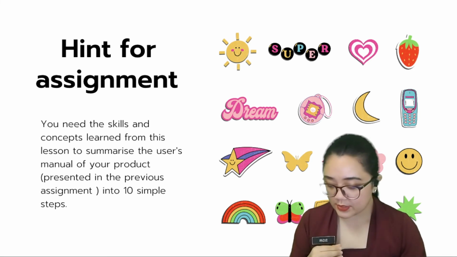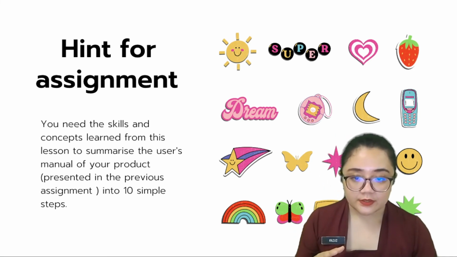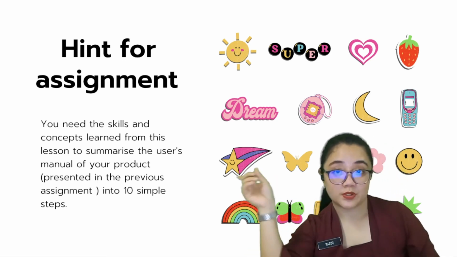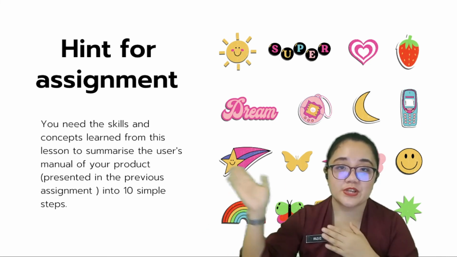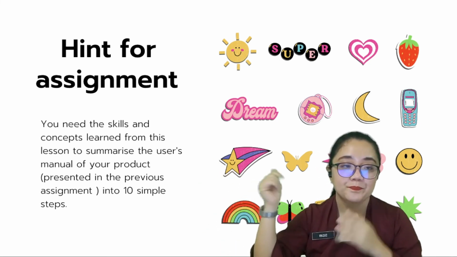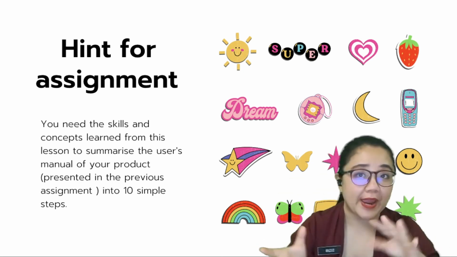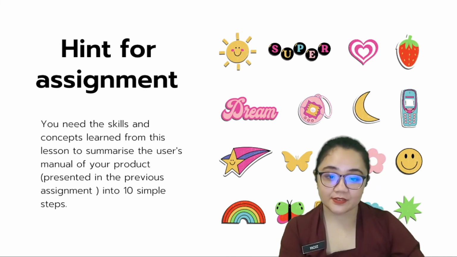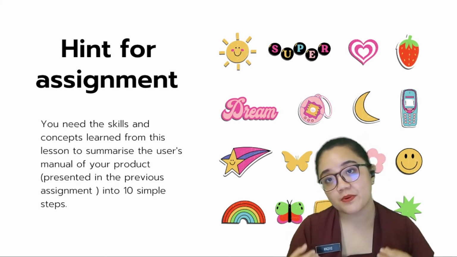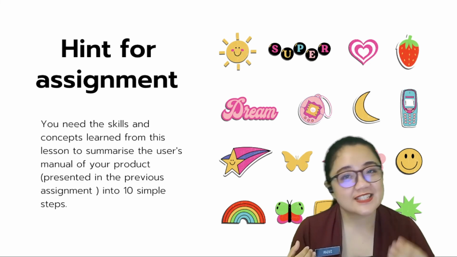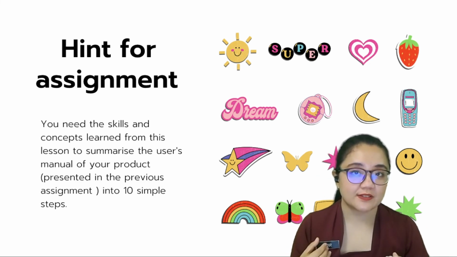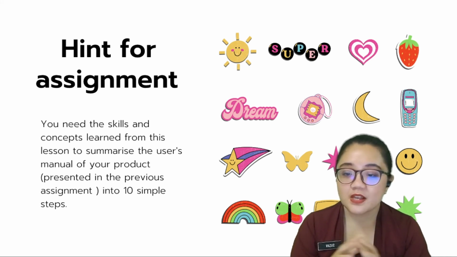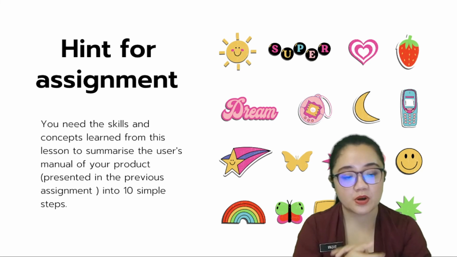What I say today will be a small hint, very much related to your assignment later. You will need the skill and the concepts that you learned today to summarize the user's manual of your product. Remember the product that you presented in assignment 1? You can tackle it from a few angles: how to use it, how to be wary about it, how to care about it. And these steps you should summarize into 10 steps. So this is the hint of the assignment. I don't want to give the instruction yet. Start to gather the information. Start to read the manual of your product.